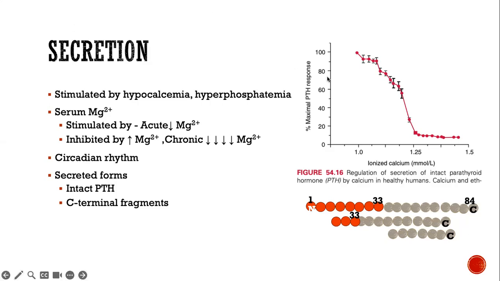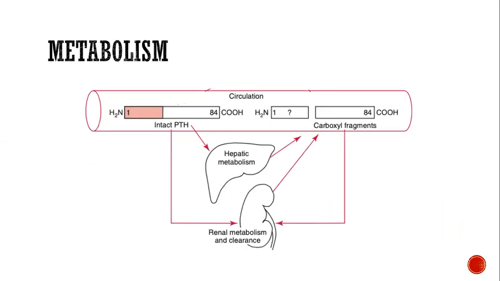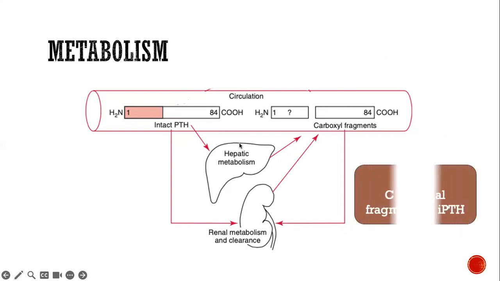This graph here shows the maximum PTH response in relation to ionized calcium concentration in blood. In blood, we can see intact PTH and carboxyl fragments. Intact PTH is metabolized by the liver and the kidney mainly, and the carboxyl fragments are metabolized by the kidney. The metabolized PTH and PTH fragments are excreted from the kidney. The C-terminal fragments have a longer half-life than intact PTH.